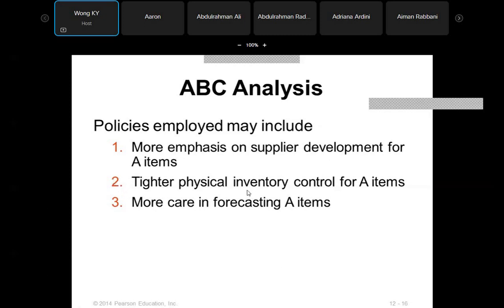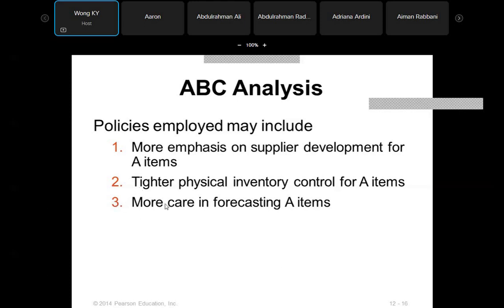The second type of policy that can be employed is tighter physical inventory control for Class A items. Again, Class A items are important inventory items with high values, so they require tighter physical inventory control measures. For example, a company may hire more security guards to look after the Class A items. They may be stored in a more secure place, or the company may insure Class A items by buying more insurance. Or they may control these items using more sophisticated, high-tech technology.